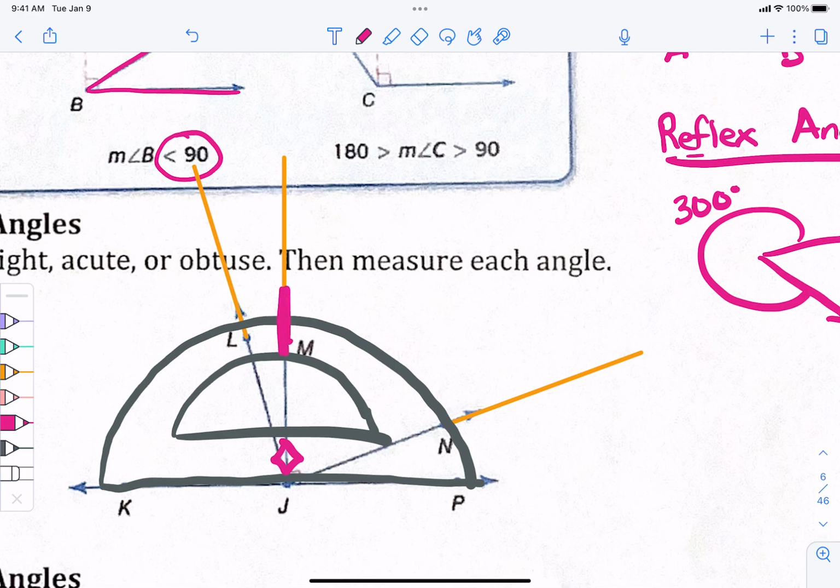Is it at 90 degrees? Oh, I didn't go far enough. Yes, 90 degrees, okay? What about L, the one that goes over the obtuse one? 75? No, you're looking at the wrong one.